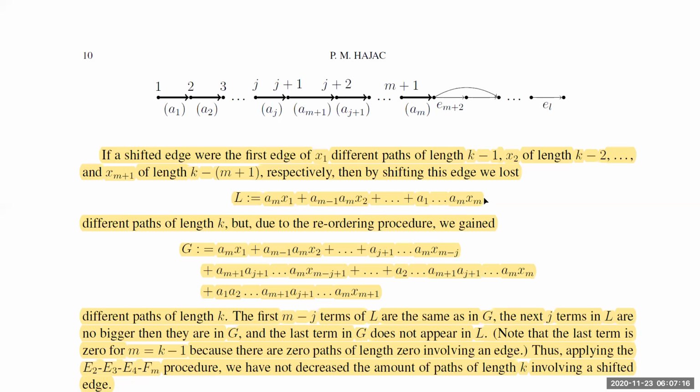And look, here it's important that m is strictly less than k, because I'm telling you that our shifted edge is the (m+1)-th edge of a path of length k. So m must be strictly smaller than k, but we have it. So these are all the paths we lost that involve a given shifted edge, and that's the number. It's a concrete number L. But look at what we gained, right? Due to this eroding procedure, we gained.